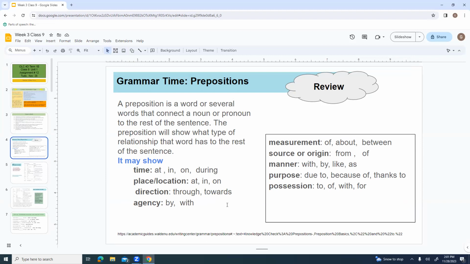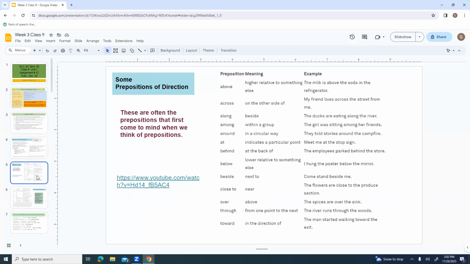Again, they get used a lot. Direction: through, towards. Agency, who it's by or with. Measurement: of, about, between. Source or origin would be like from or of. Manner: with, by, like, as. Purpose: due to, because of, thanks to. Or possession: to, of, with, or for. There are a lot of prepositions. I haven't covered even remotely all of them.